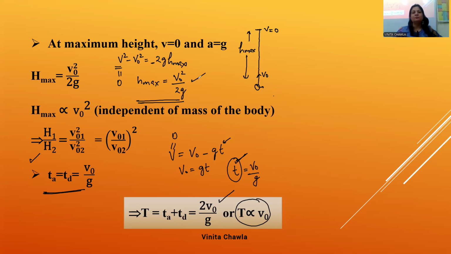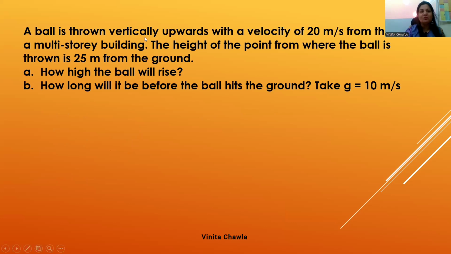Yes. Now we have a question. A ball is thrown vertically upward with a velocity of 20 meters per second from the top of a multi-story building. The height of the point from where the ball is thrown is 25 meters from the ground. How high will the ball rise? How long will it be before the ball hits the ground? Take g is equal to 10 meters per second square.